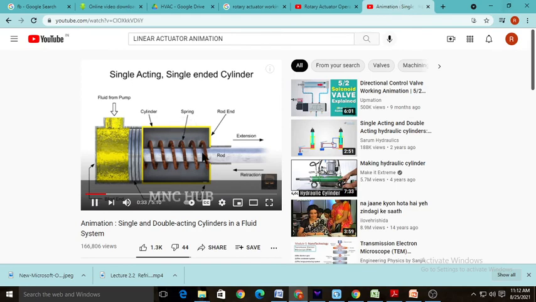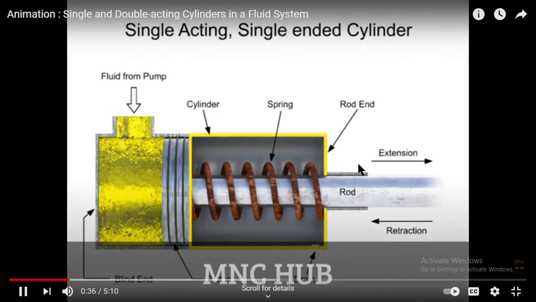Okay. So here we can see this single ended cylinder, which is a linear single acting cylinder, a linear actuator. So it is the cylinder, it is the entry for the fluid from the pump, it is the piston rod, and this is the piston. So how will this be achieved? When the pressurized fluid from the pump comes into that area, it starts moving the piston in the extension or outside direction, pushing the piston rod outside and producing the linear motion.